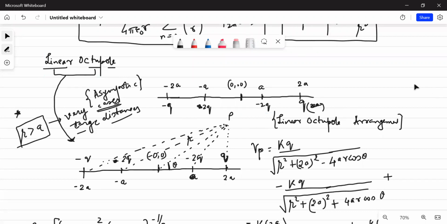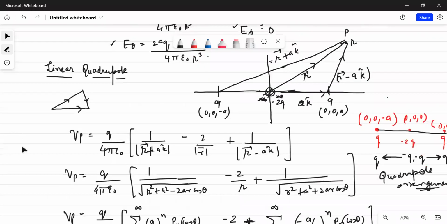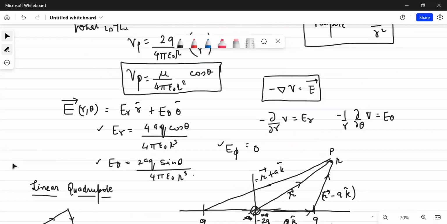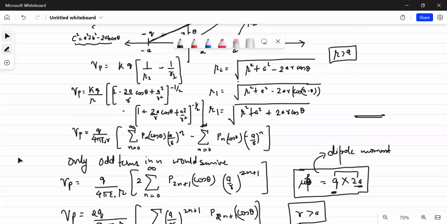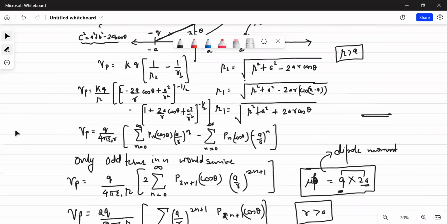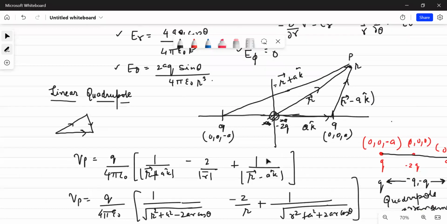So yesterday we were doing this only. So yesterday we were doing all these kinds of stuff where we wanted to find potential due to certain arrangements, by which I mean some dipoles. So I started with the dipole. Then I started with another case where we had opposing dipoles on the linear line, that is called a linear quadrupole. So here you have an opposing dipole. You can see minus 2q, you can write minus q minus q. And at any distance p, we wanted to find the potential due to this linear quadrupole arrangement.